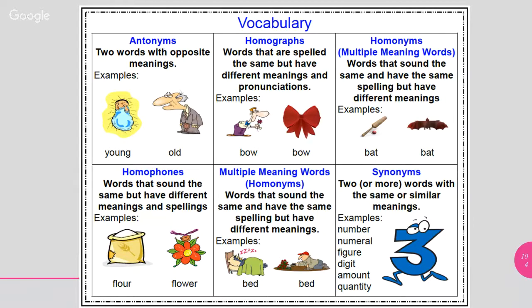Homophones are words that sound the same but have different meanings and different spellings. Pay a little attention to this. The flour, we call it flour, and the flower, we also call it flower. So flour and flower are homophones. Spelling is different, meaning is different. Multiple meaning words: words that sound the same and have the same spelling but have different meanings. Bed, bed. The bed of flowers, and bed where you sleep. Synonyms: two or more words with the same or similar meanings. Example: number, numeral, figure, digit, amount. These are all synonyms.